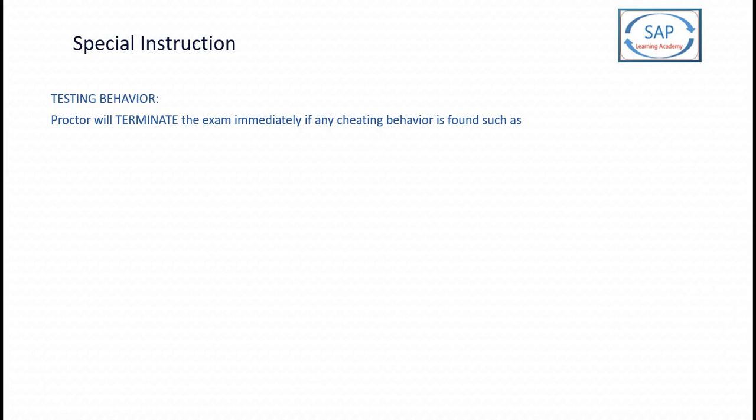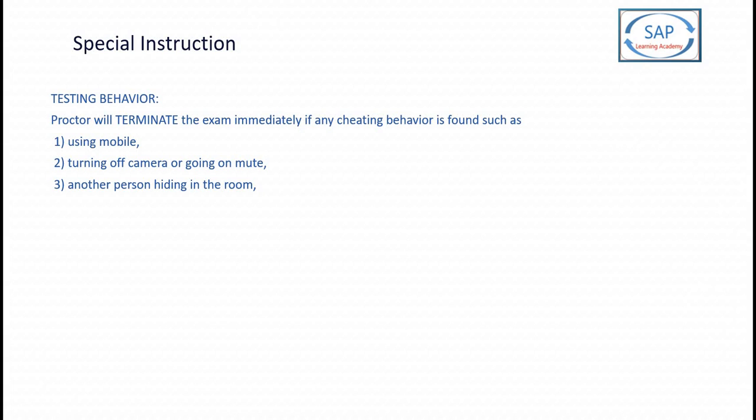Now coming to the special instructions, this is also very important to know. Here the proctor will terminate the exam immediately if cheating behavior is found, such as using a mobile. As I said, you should not keep a mobile with you. Turning off the camera and going on mute. Again, let me tell you one thing: the proctor will give you a warning. If you don't listen to the warning, then in the next step he can terminate the exam. So you need to always be careful about the warning.